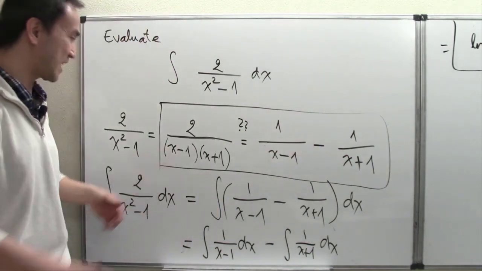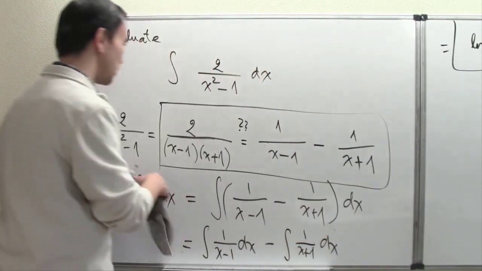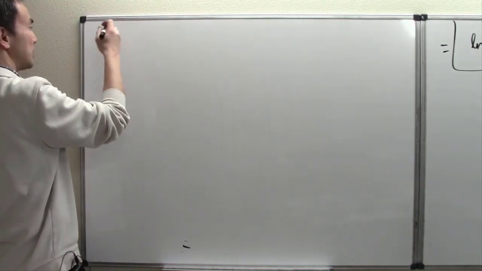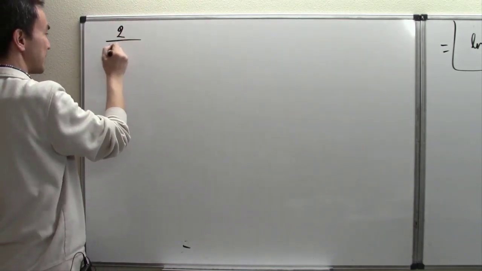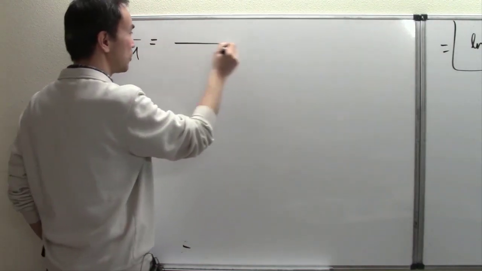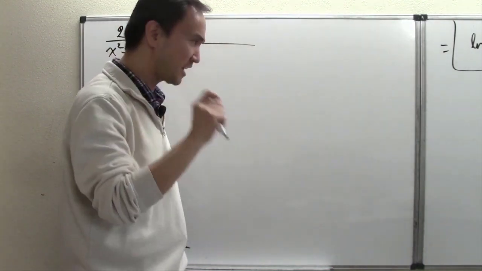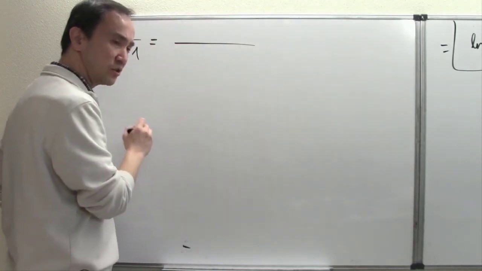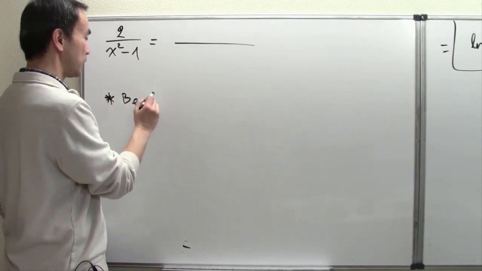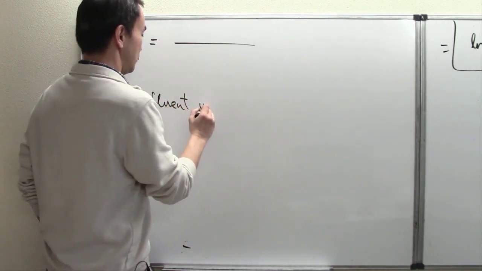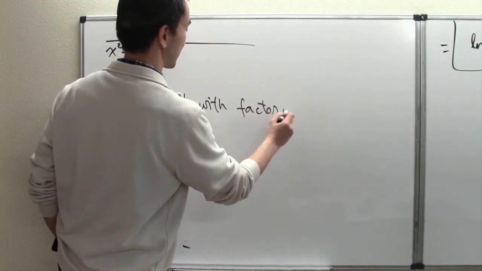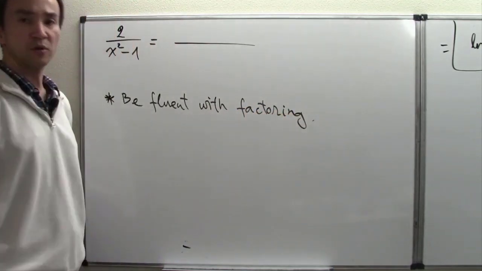So here's how I'm seeing it. I'm going to have to erase and clear out the two boards completely. I'm going to start out with 2 over x squared minus 1. You can see I wrote down earlier that this was in factored form. So highlight this for me and make a good note: you do need to be able to do your factoring. Be fluent with factoring. That's definitely a requirement.